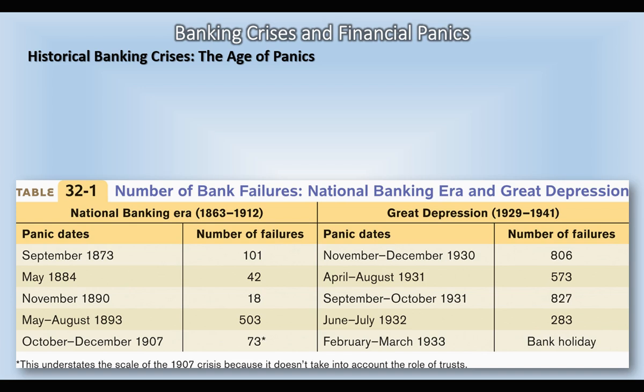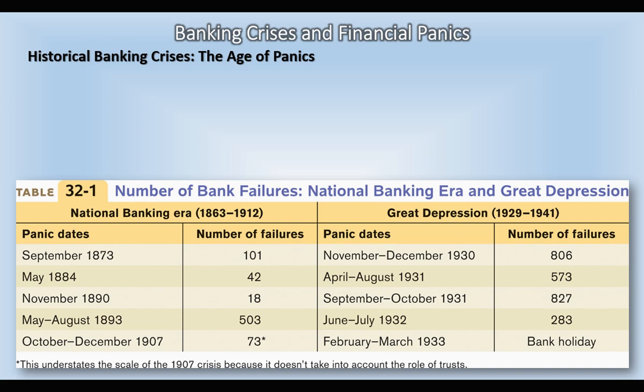So September 1873, the number of bank failures was 101. May of 1884, 42. November 1890, 18 bank failures. May through August of 1893, 503 bank failures. October to December of 1907, 73 bank failures.